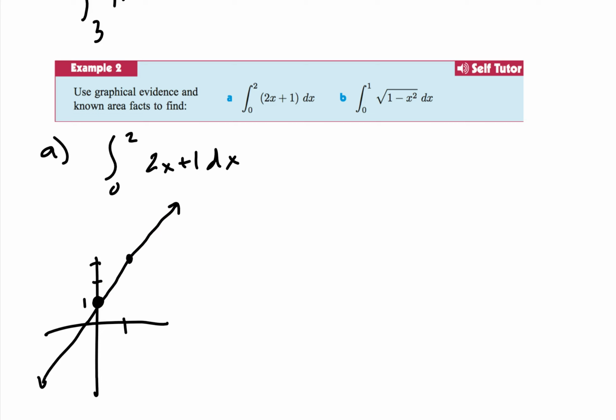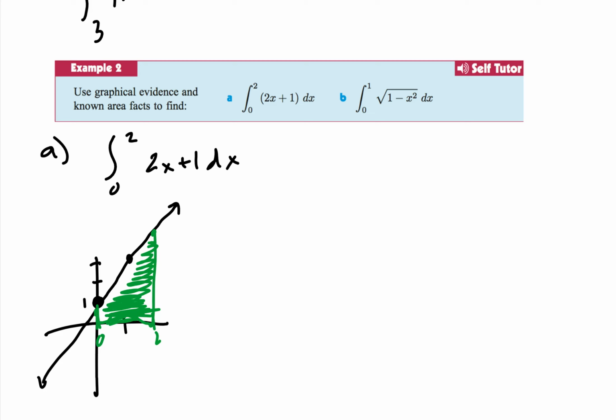Now remember what this says? I want the area from 0 to 2. So from 0 to 2. So start here at 0, go all the way to 2. Trying to find this area.